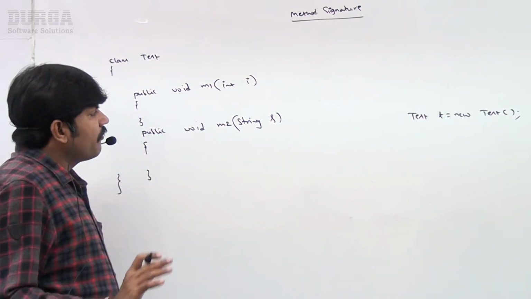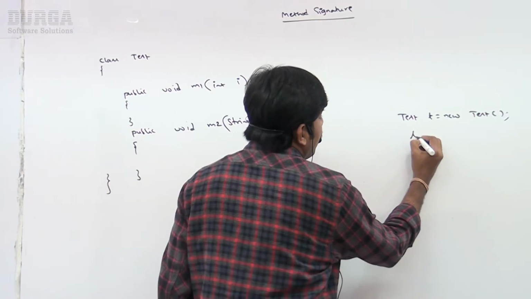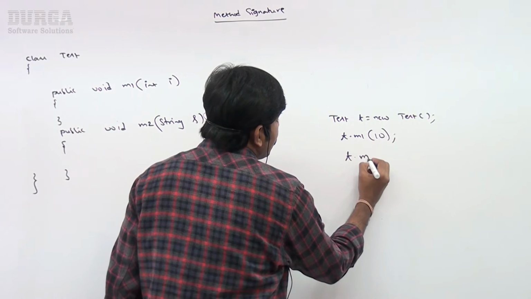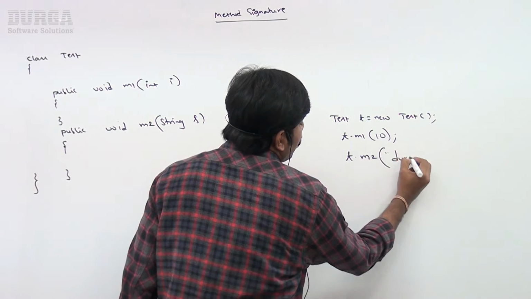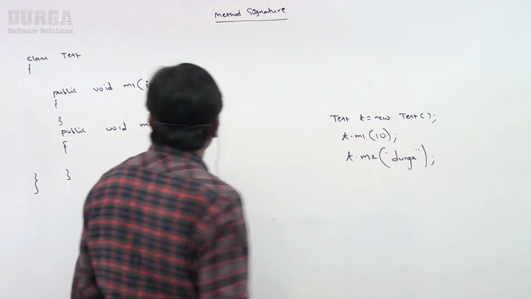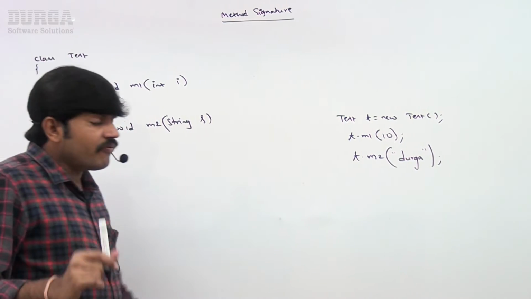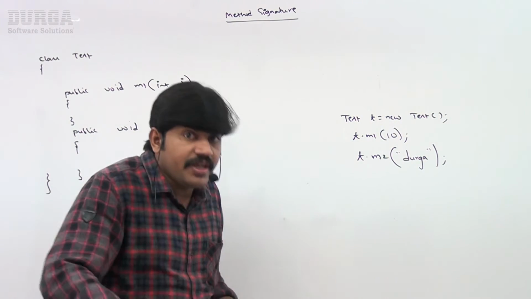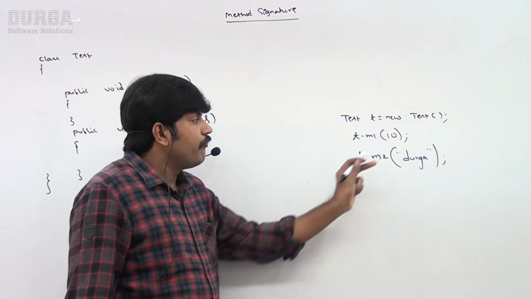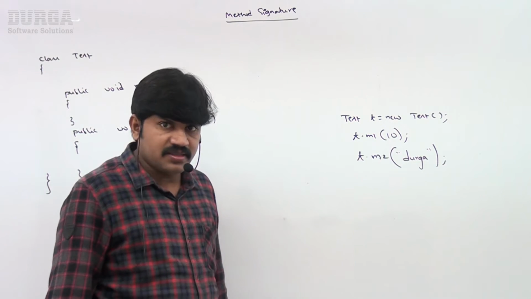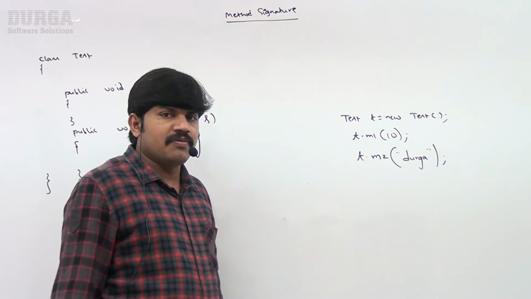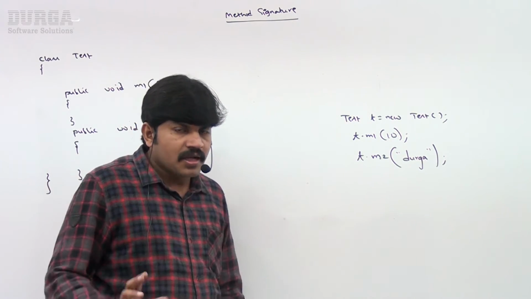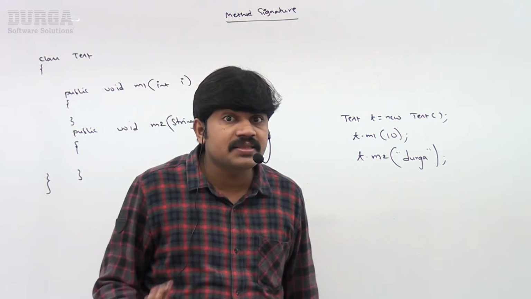Whenever we are making a call, t.m1(10), t.m2("Durga"), I'm just calling these methods. Whenever we are performing method calls, the compiler should check whether these methods are available inside the Test class or not. How will the compiler check? While resolving method calls, the compiler is always going to use method signature.